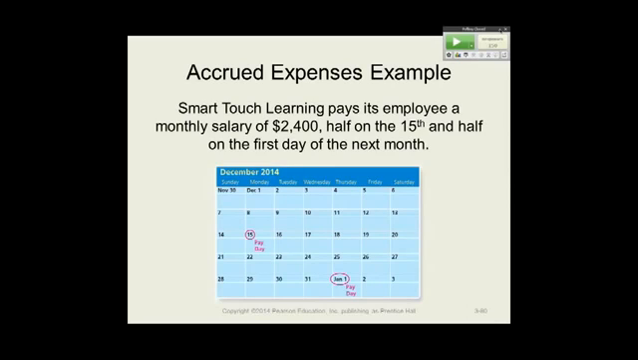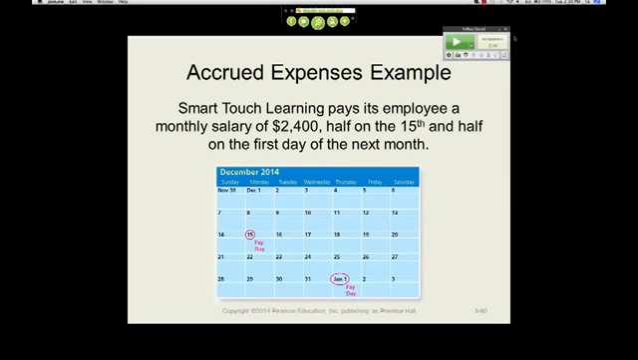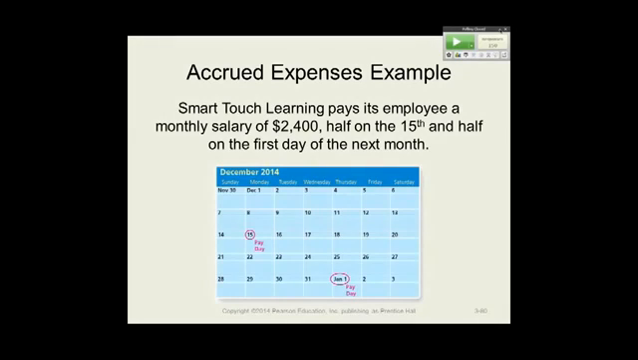The same thing would happen with utilities. The last time you paid utilities was going to be on the 15th of the month. You get a bill January 15th, you got to sort of backtrack and figure out how much of that belongs in December. And that's kind of the tough part of the process.